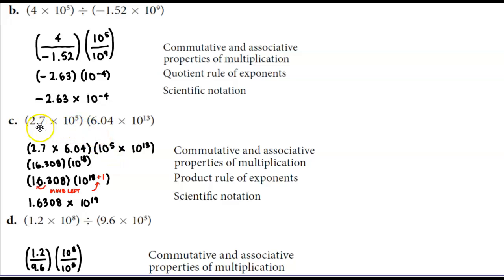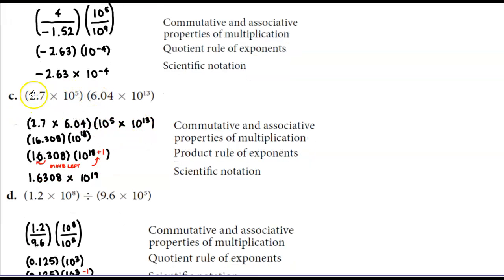In part C, we have 2.7 times 10 to the 5th times 6.04 times 10 to the 13th. So we're going to take the two numbers, 2.7, and multiply that by 6.04. And then we have 10 to the 5th times 10 to the 13th. Now 2.7 times 6.04 is 16.308. Remember, if you multiply with the same base, we add our exponents. So 5 plus 13 gives us 10 to the 18th power.